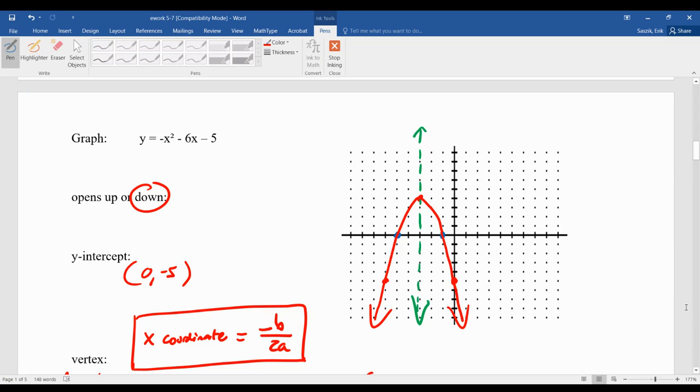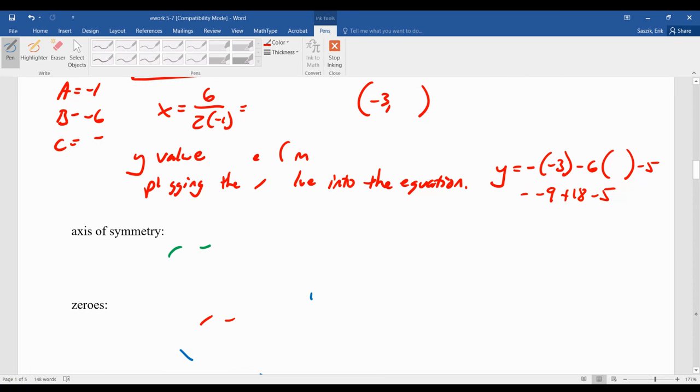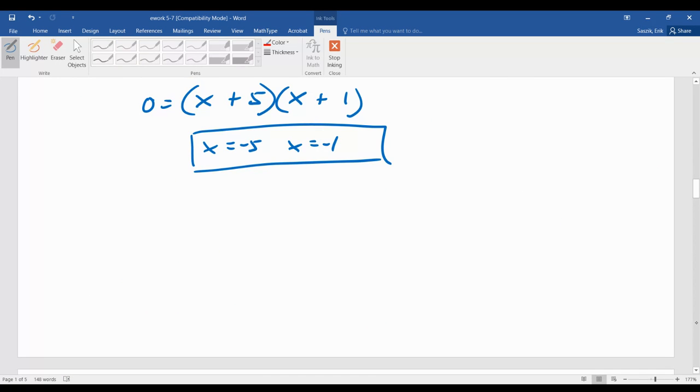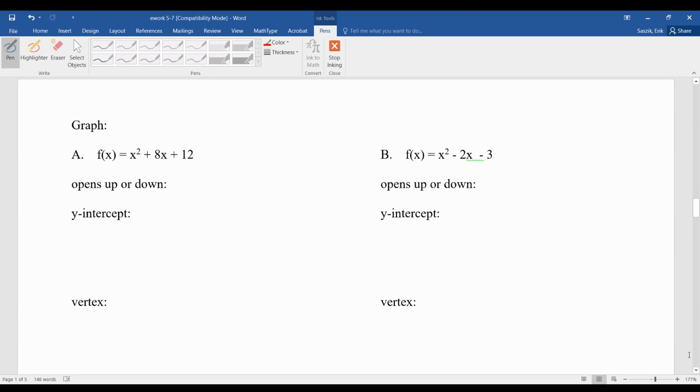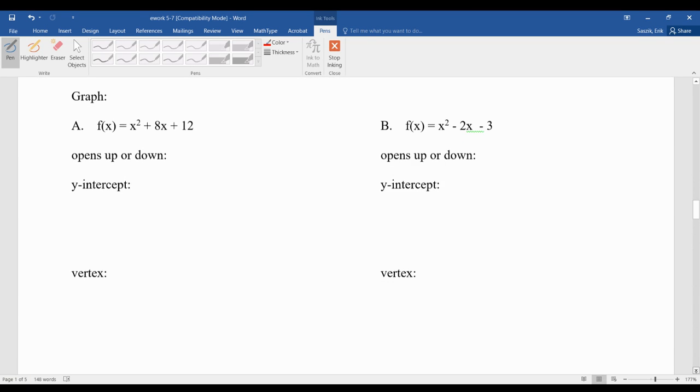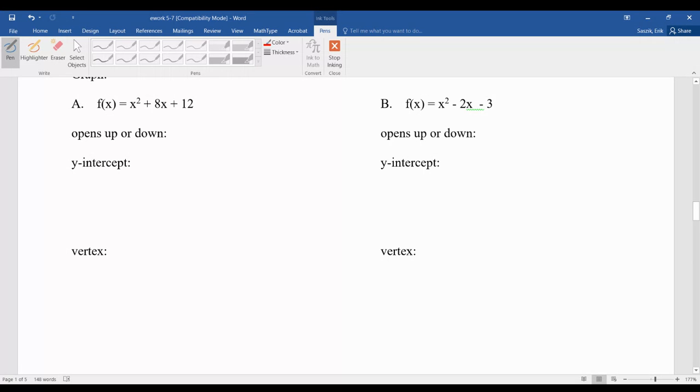Probably should do a couple more of these anyway, right? Here's another one. Again, right away, look at this. An A is invisible. It's an invisible 1. It's positive. So that means it opens up. And the y-intercept is this number here. So those 2 things we can determine right away.